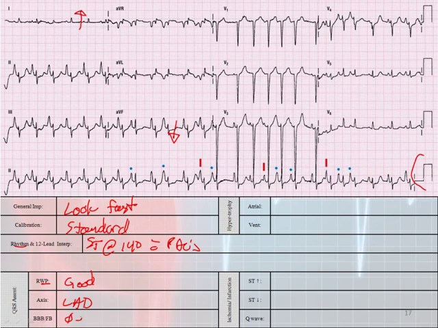Bundle branch and fascicular blocks, well, we don't have any bundle branch blocks because the QRS is less than 0.12 seconds. Fascicular blocks, if it's a left axis deviation, it could be a left anterior fascicular block.